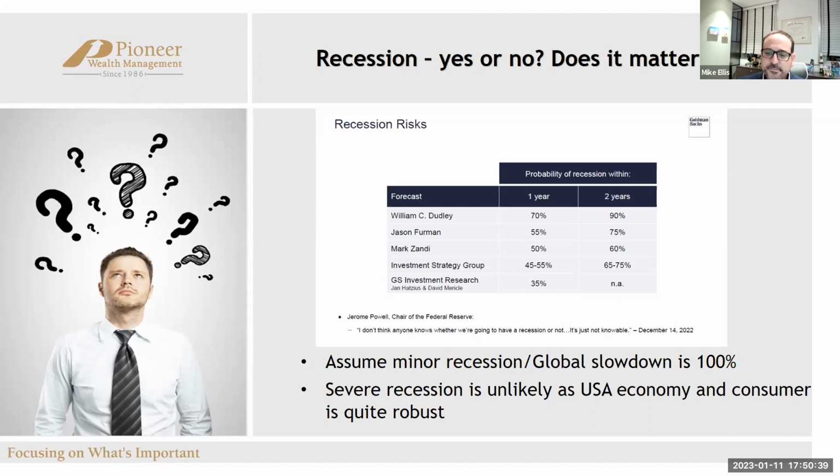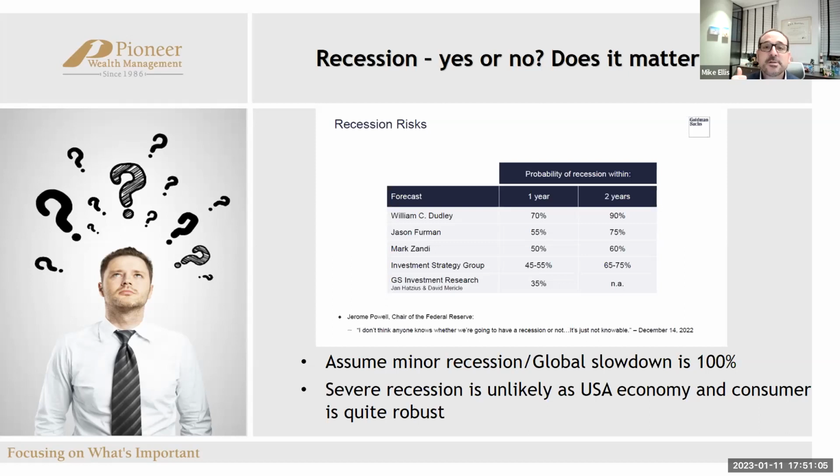All right, so I would like to say, let's assume that there is going to be a recession and there will be some sort of slowdown. Let's assume that. How does that affect our portfolio and what are we going to do about it? Again, I'd like to repeat that the doubt across the board from these experts makes it unlikely that we're going to have a severe recession.